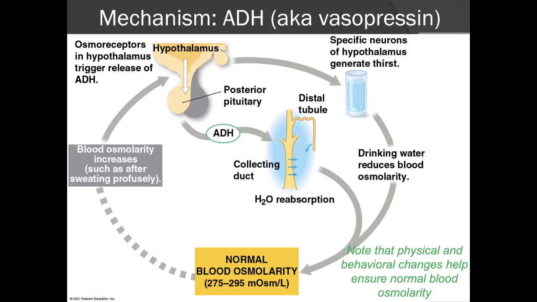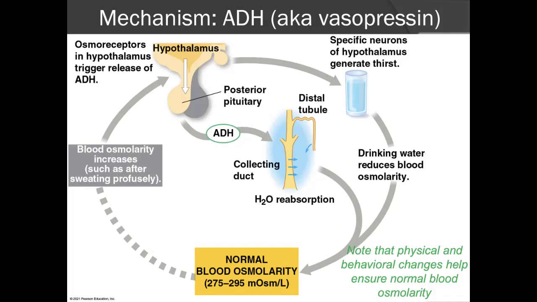This will trigger the production and secretion of ADH from the posterior pituitary. When ADH is released, it will circulate in the bloodstream where it will then reach the kidney. ADH will bind to specific receptors on the collecting duct cells as seen in the previous slide. This will then increase the number of aquaporins in the membrane to increase the resorption of water.